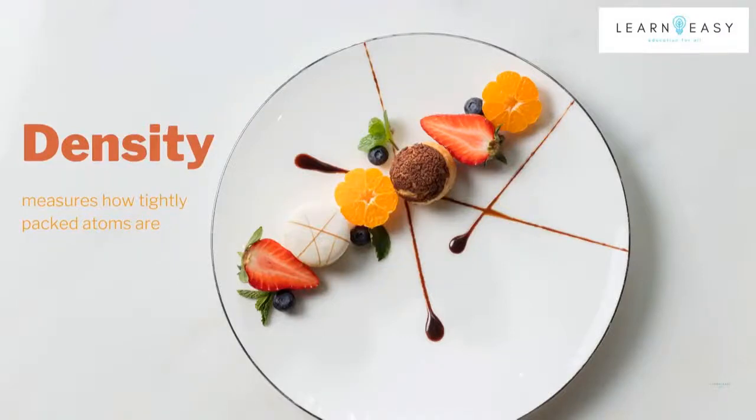Matter is made up of atoms. The fruits and cakes in this photo are made up of millions of atoms. These atoms can be close or far away from each other. This determines its density. Density measures how tightly packed the atoms are.